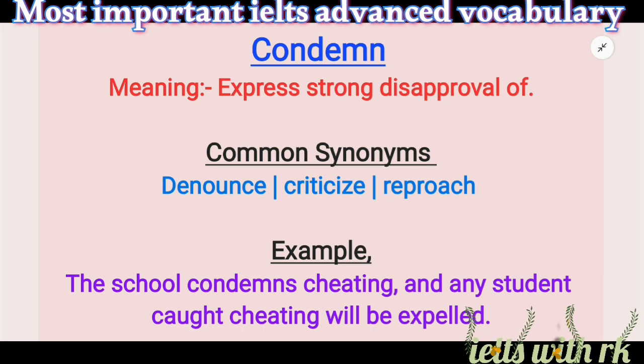Condemn. Express strong disapproval of. Denounce. Criticize. Reproach. The school condemns cheating, and any student caught cheating will be expelled.